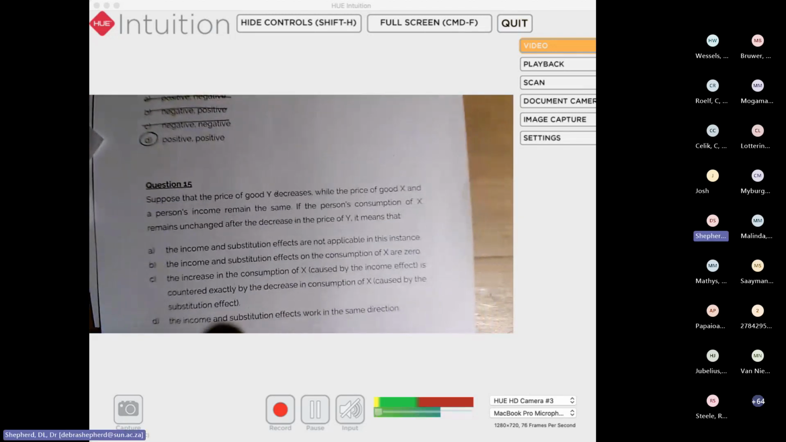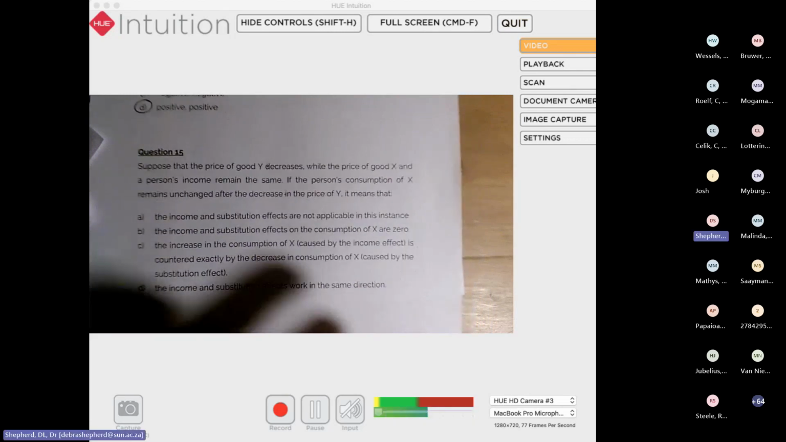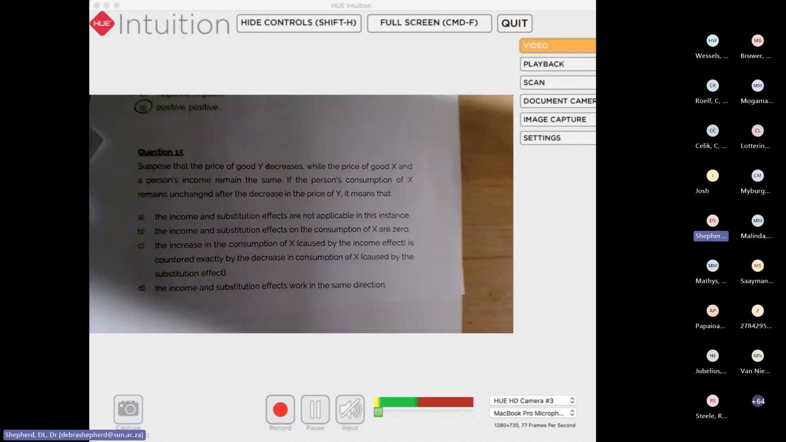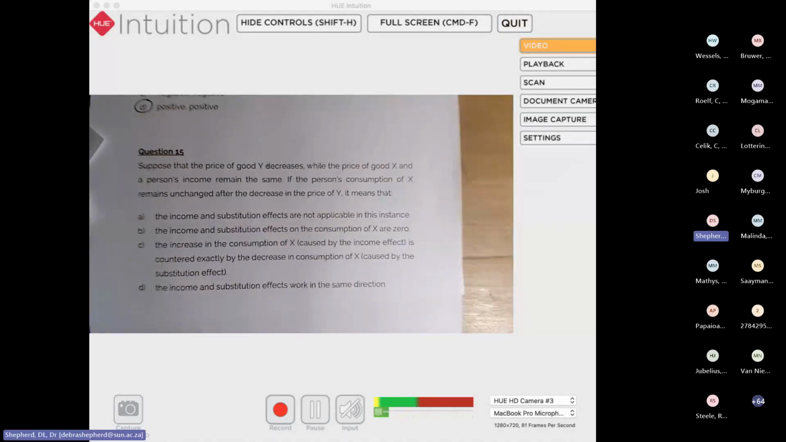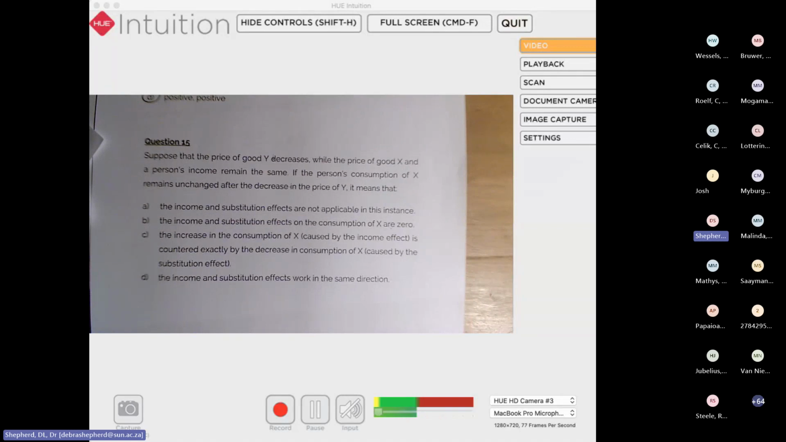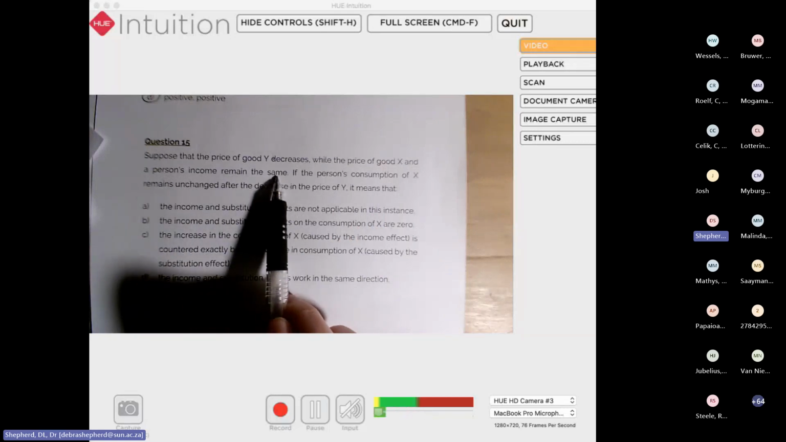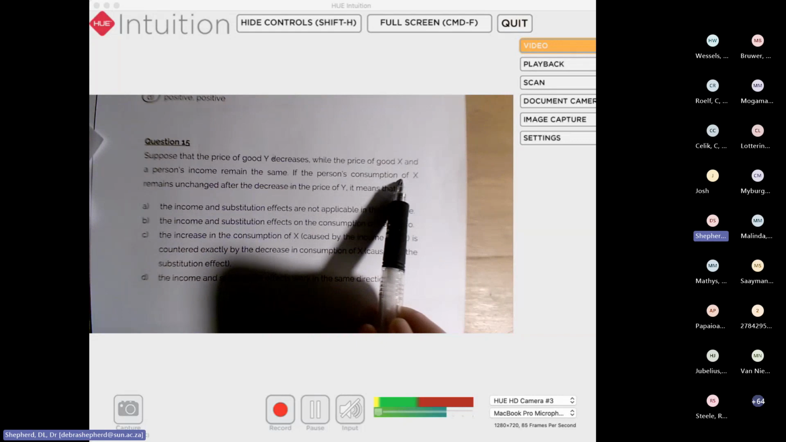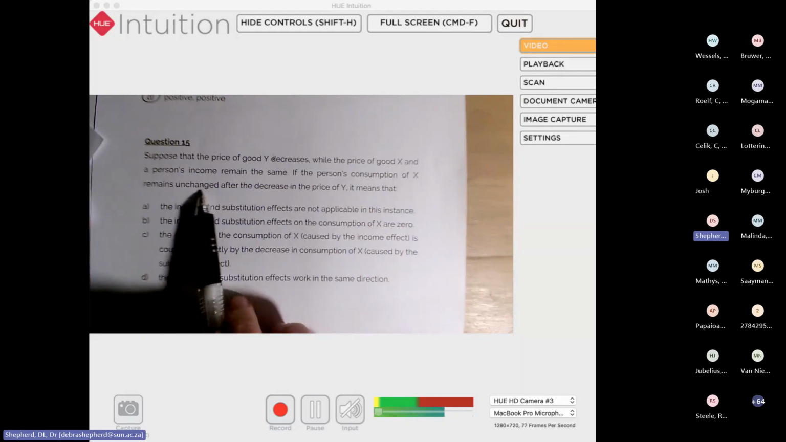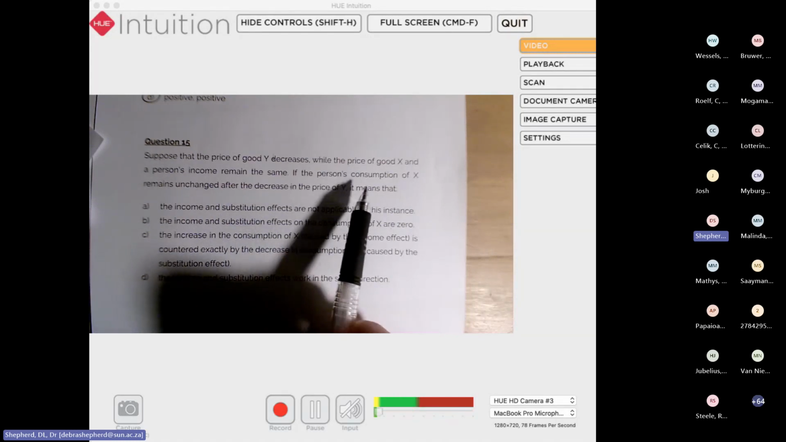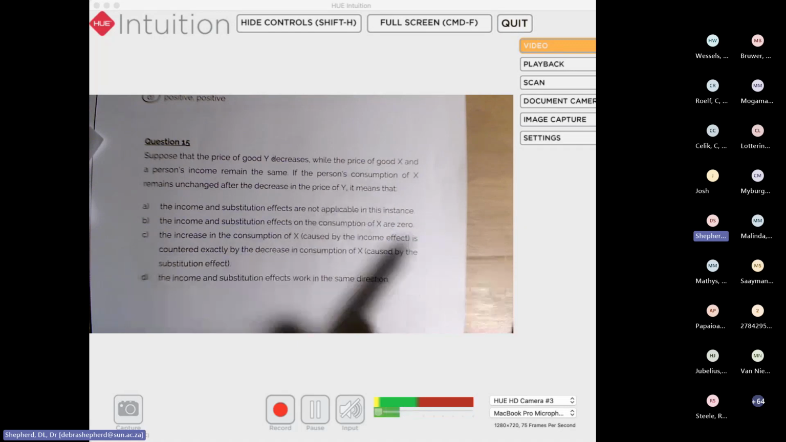We're going to go to question 15, which uses the same theory. So we're going to apply the same sort of thought process to question 15. Here we get told that there's a good Y and a good X, and the price of good Y decreases while the price of good X and the person's income remain the same. If the person's consumption of X remains unchanged after the decrease in the price of Y, this means what?